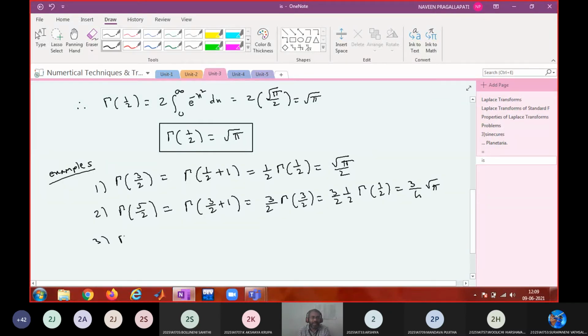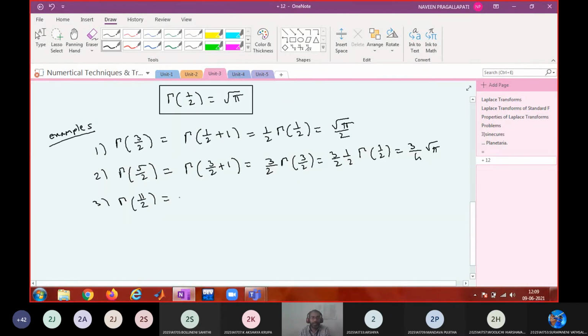Am I right? So similarly, if I want gamma of 11 by 2, can you tell me how to write this down quickly? 3 by 2 means 1 by 2. 5 by 2 means 3 by 2. So 11 by 2 means 9 by 2 plus 1. So 9 by 2 into 7 by 2 into 5 by 2 into 3 by 2 into 1 by 2 into gamma of 1 by 2. Gamma of 1 by 2 you can eventually write as root pi.